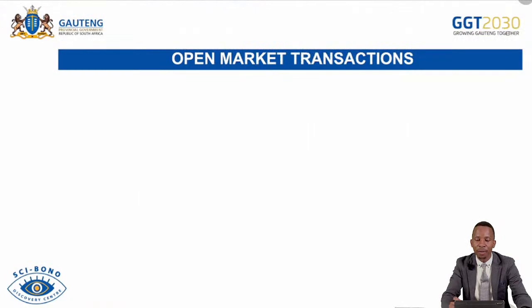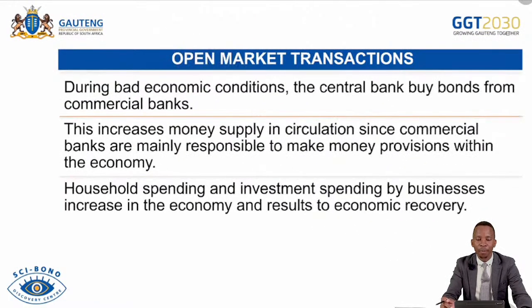Open market transaction. So in this case, we talk about bonds or financial securities. During bad economic conditions, the central bank can buy bonds from commercial banks. This increases the money supply in circulation, which will lead to more economic stimulation, because if the Reserve Bank is buying bonds from commercial banks, that will give money away to the economy, and the money into the economy will result in banks creating credit and giving more loans to the society, which will lead to people spending. That will create an economic upswing on the business side.